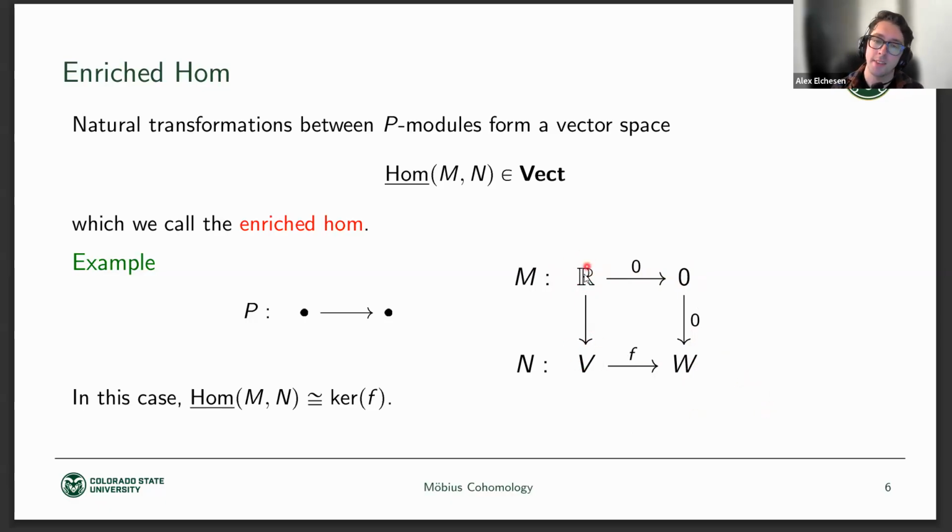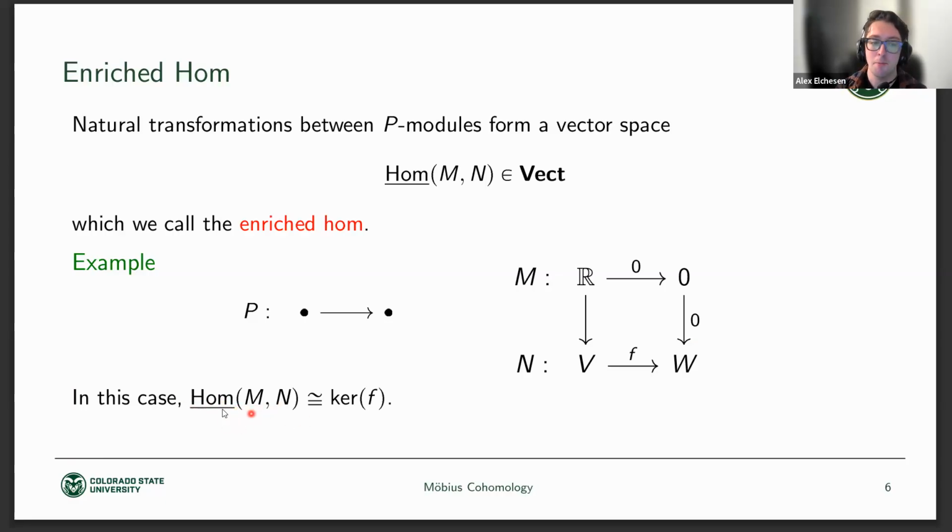And so what that's saying is that this vertical map on the left has to factor through the kernel of F. Or another way to say that is, this map on the left is completely determined by where I send 1. And so I have to send 1 to something in the kernel so that this composition is 0. So there's a 1-to-1 correspondence between natural transformations and the kernel of F. And in this case, it's not just a 1-to-1 correspondence, it's actually an isomorphism of vector spaces.